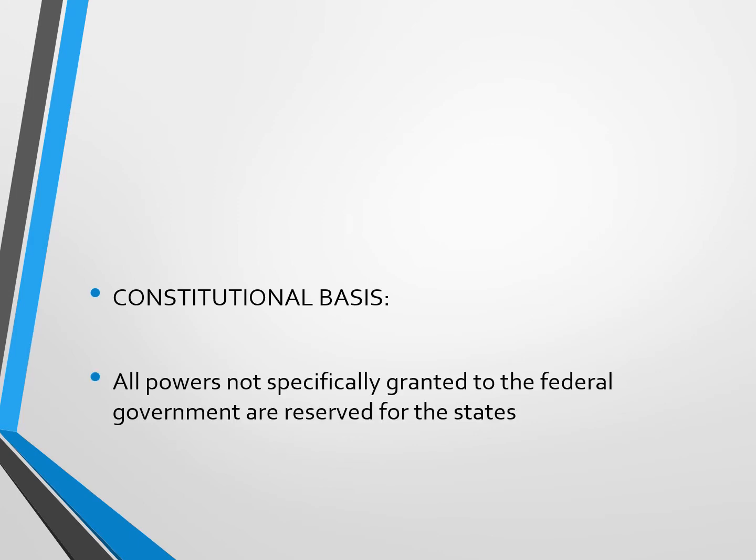Okay, so the constitutional basis basically says this. It says all powers not specifically granted to the federal government are reserved for the states. It's a one-liner. So the states can have some laws, statutes that affect only that state and not at the federal level. Once it gets to the federal level, the national level, well, then all of the states have to do it. But it doesn't always have to be that way.